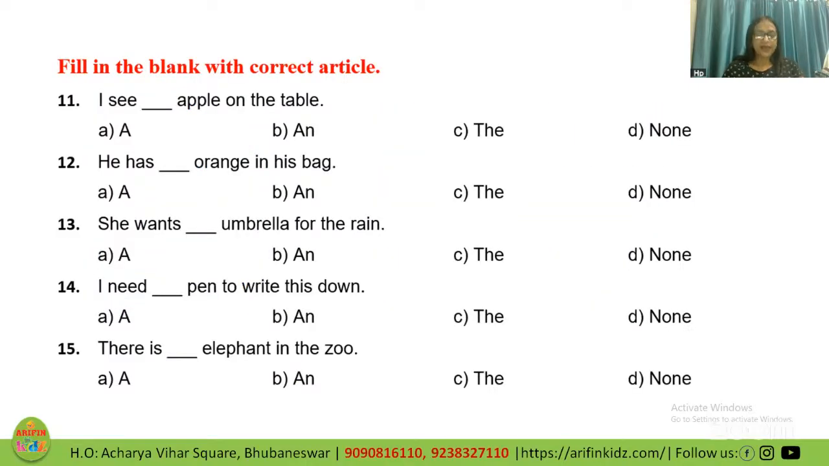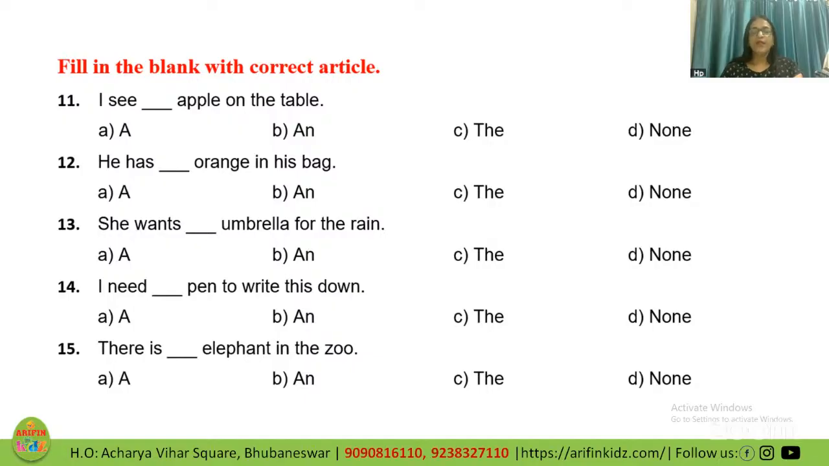Okay. Next one, fill in the blanks with the correct option. Here, children, you have to read the sentence. I see dash apple on the table. Subhasmita, A. Question number 11. 11B. Okay. Because you know that before apple it is an apple, you are reading this from KG also. So the correct answer is option B, an. I see an apple on the table.